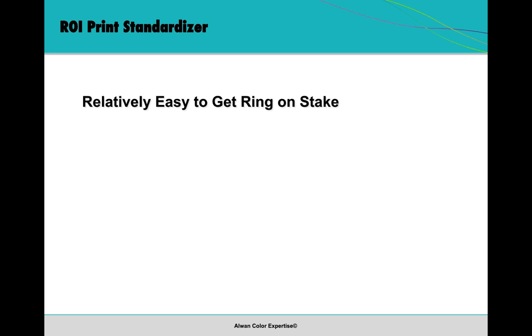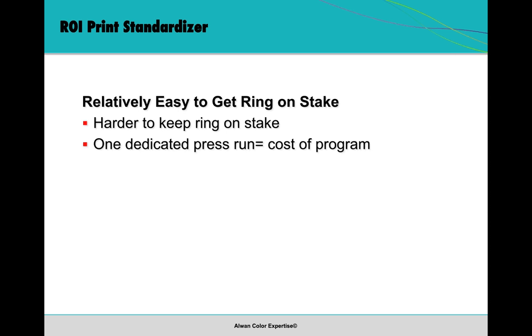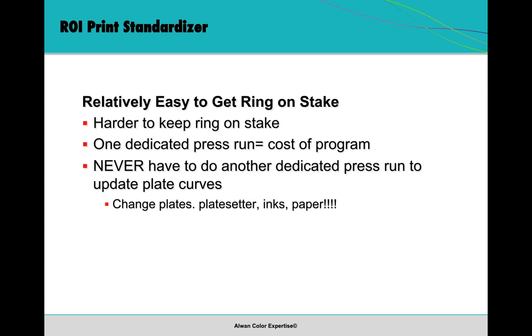And I like to say it's relatively easy to get your devices around the stake, meaning I've been doing G7 press runs for 10 years now, getting a press into G7 condition. Printers, you don't need to waste your money doing dedicated print runs to get your press into a G7 condition. More and more, the cost of a dedicated print run can be very expensive, where using Print Standardizer and an intelligent color bar, you can actually update the plate curves based on your color bar information.